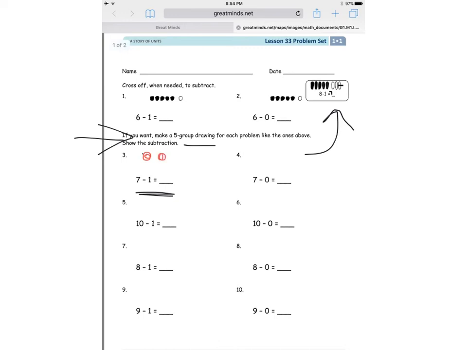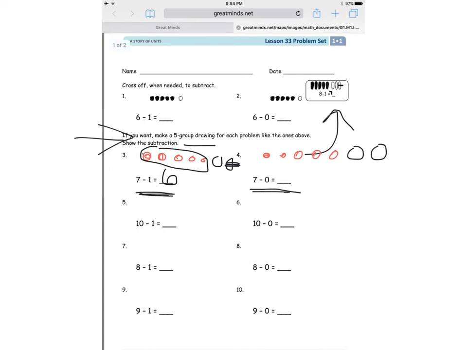1, 2, 3, 4, 5. And then I had 7. My problem is 7 minus 1. So here's the other 2 beads. So I have 7. And now I'm going to take one of those beads away. So I'm just going to cross off that last bead. And I know that this is a group of 5, so I can see right away I have this 3, 4, 5. And then the rest of my beads, remember, were white. 6, 7. So there's my 7.